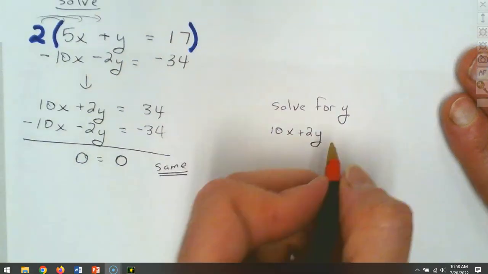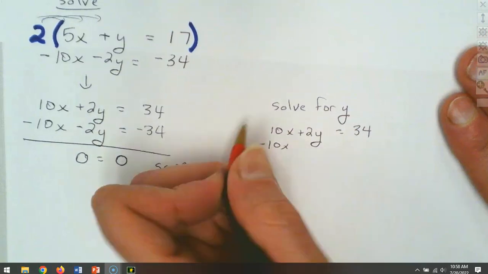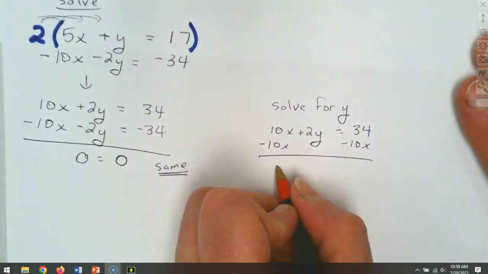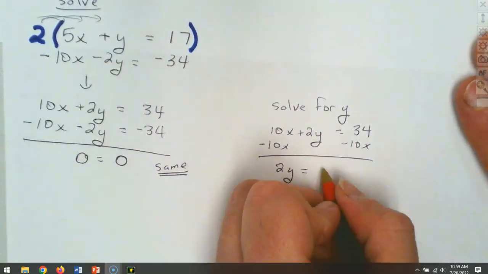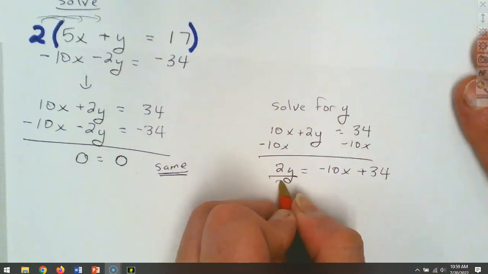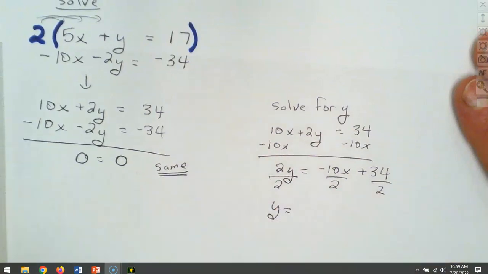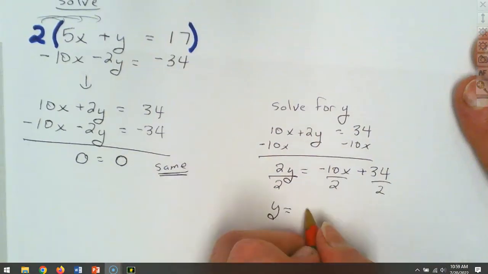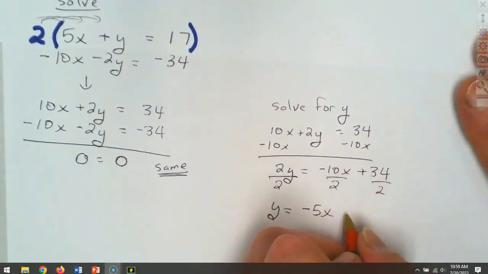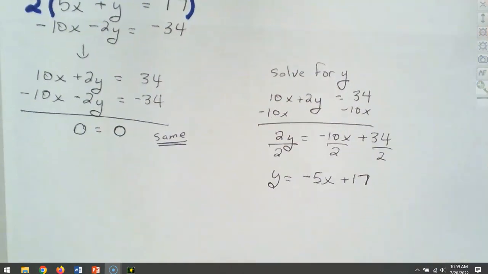So 10x plus 2y equals 34. We're going to solve this for y. We're just basically getting it in slope-intercept form. So 2y equals minus 10x plus 34. Divide by our 2, and we've got to reduce. So y equals, when we reduce, minus 5x plus 17, right? Okay, because we solved it for y.